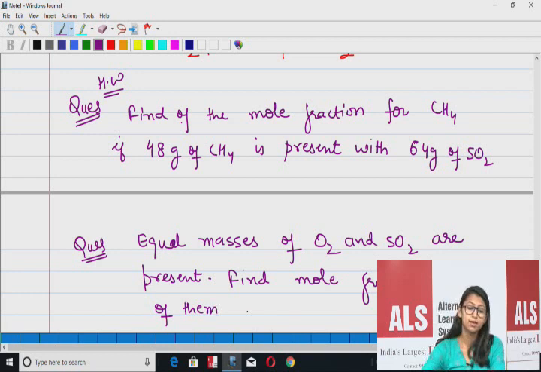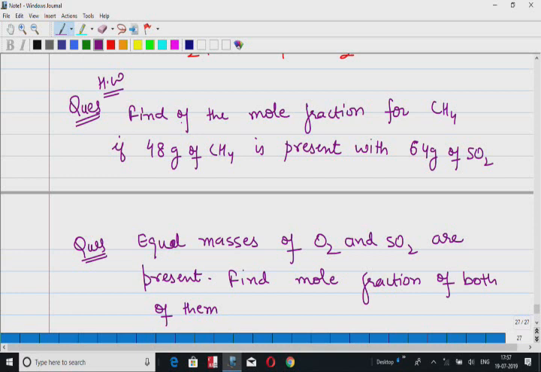Okay, this time I haven't given you the mass, but I have told you that equal masses are present. So I'm giving you the hint that you can assume any variable for both of them. Let's say M is the mass, W is the mass. So these are the 2 questions. I'll be looking forward to see your answers in the WhatsApp group. Write down, tell me if you are done with this.